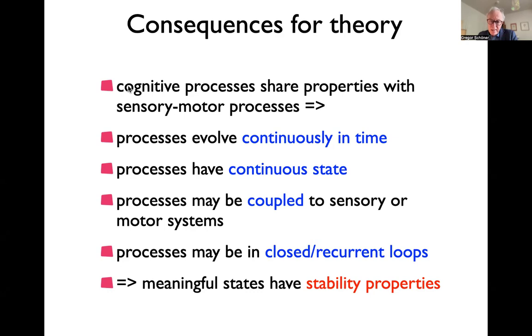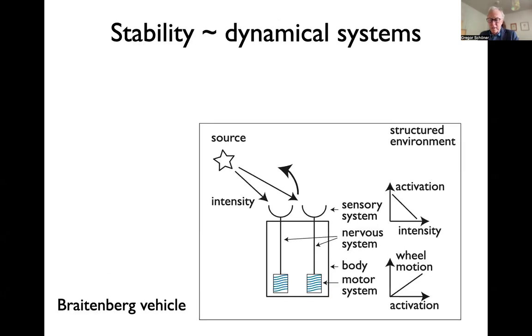All of that implies that the states that underlie cognition must have stability properties. Anyone who knows anything about motor behavior knows that there is no possible motor behavior without stability, that is resistance to change, the ability to compensate for disturbances. These kinds of stability properties, we claim, or DFT postulates, are also relevant at the cognitive level. So I have a short little excursion here into stability and dynamical systems to make this a little bit more concrete.